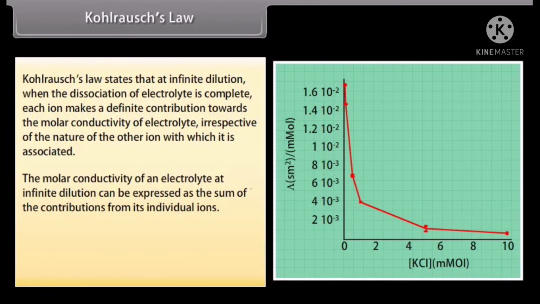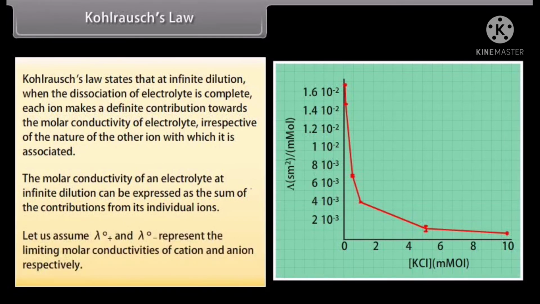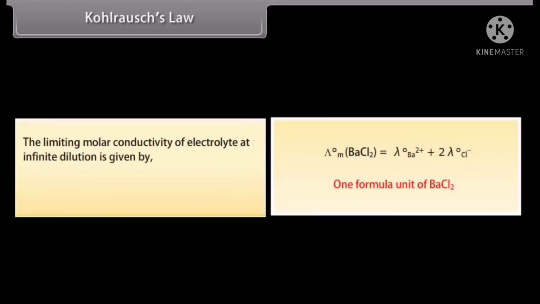the individual ions. Let us assume lambda naught positive and lambda naught negative represent the limiting molar conductivities of cation and anion respectively. The limiting molar conductivity of the electrolyte at infinite dilution is given by v positive lambda naught positive plus v negative lambda naught negative, where v positive and v negative represent the number of positive and negative ions furnished by each formula unit.